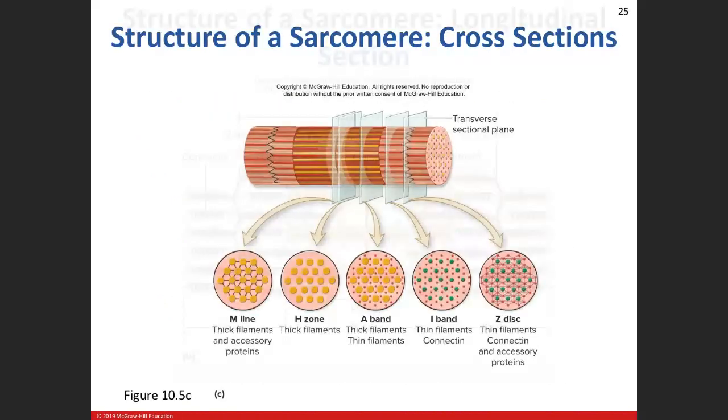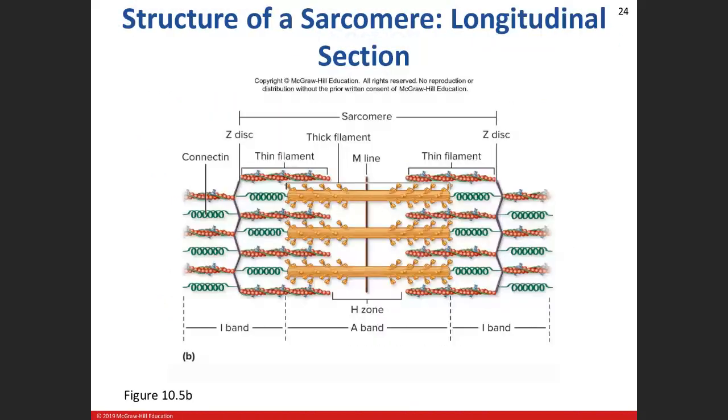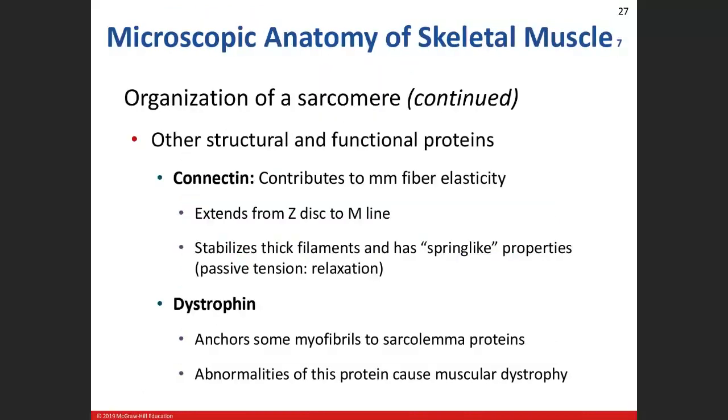So if you check it out here on our picture, that's this guy right here. It's drawn in like a spring, but you can see it attaches onto the Z disc, and it attaches onto the end of the thick filament. And that protein allows the muscle to return back to its original shape when it's stretched or when it's contracted.